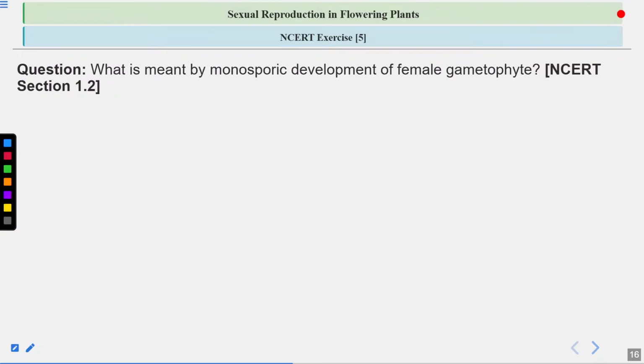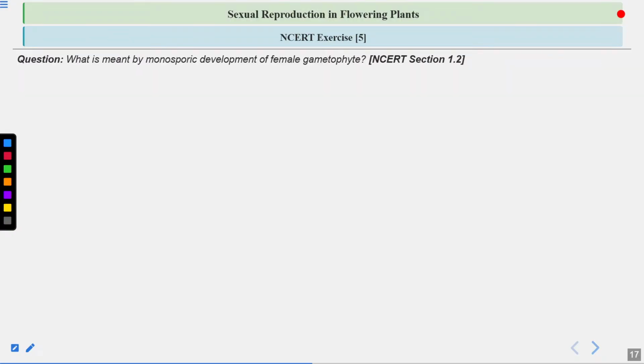The next question is, what is meant by the monosporic development of the female gametophyte? One of the very important questions from this chapter. In your NCERT, it is properly mentioned that such type of development is called monosporic development for the female gametophyte. This also comes from NCERT section 1.2. Let us see the answer of this question.